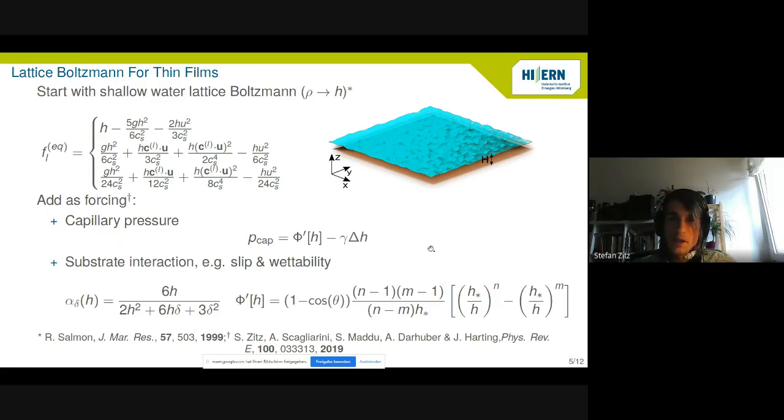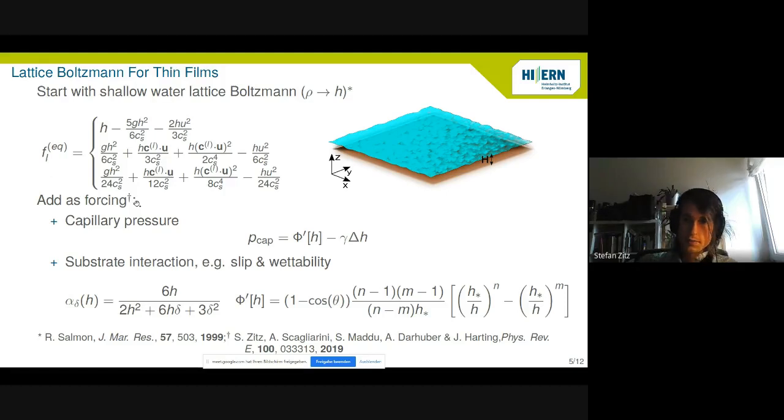The main point here is that instead of a fluid density everywhere, we integrate out in Z and therefore have a height field everywhere. So this is this shaded area here over some substrate. And you find it as well in the equilibrium distribution. Now, this expansion is the same as for Navier-Stokes, up to second order in velocity. And to close the system, we assume not an ideal gas, but we use the hydrostatic pressure.